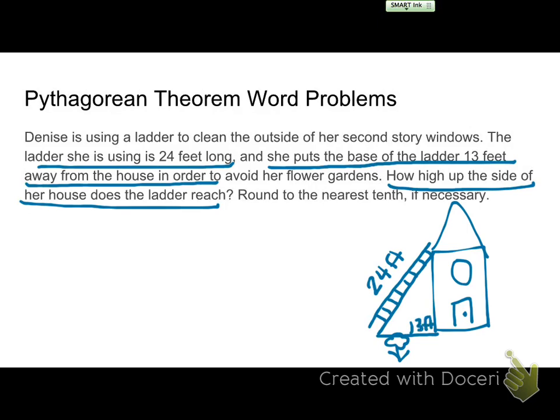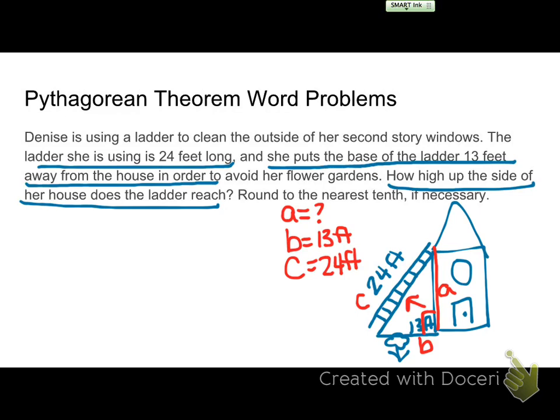Now I need to do some labeling so I can find my sides. This right here is my right angle. Directly across from my right angle is C. This could be labeled as A, and this is labeled as B. We want to know the height, how far the ladder is up on the house, and that is going to be A. Does that make sense to everybody? So we don't know what A is, we know that B is 13 feet, and we know that C is 24 feet.